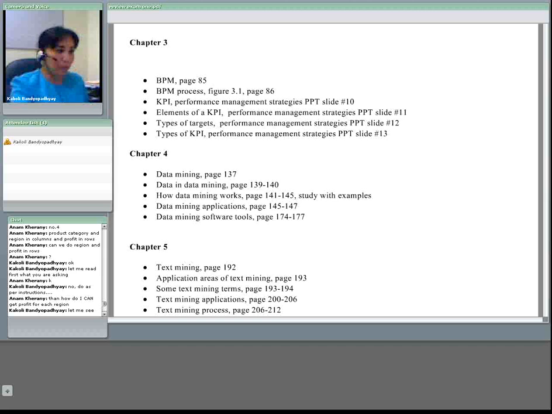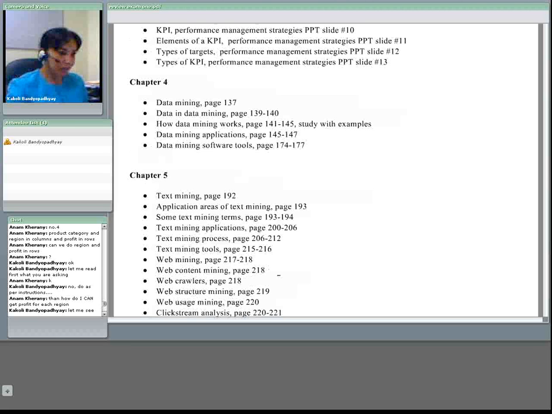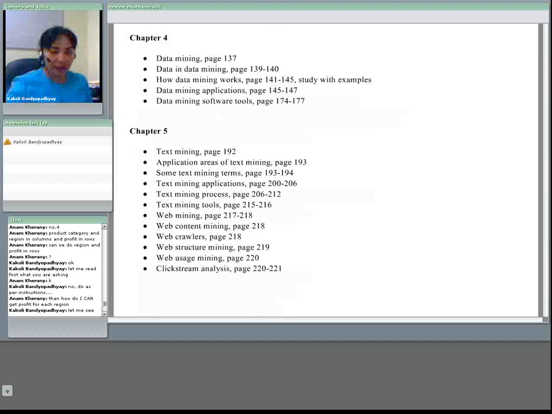For data mining applications, look at some of the examples in healthcare, in marketing, and so on. So that's your data mining chapter. Then the last chapter is on text mining, web mining, and so on.